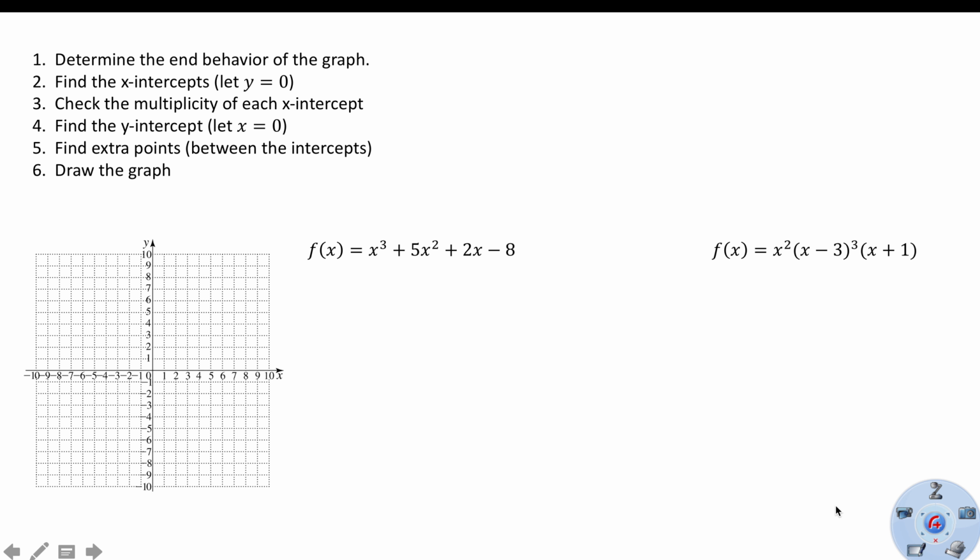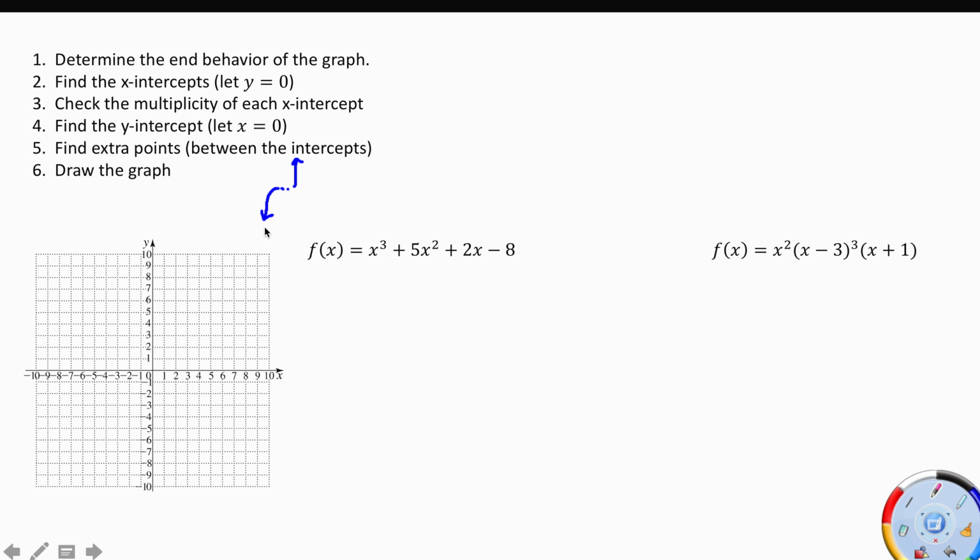All right, so let's put that all together and see if we can graph some of these polynomial functions. Here's our steps, and here's our process. The first thing I want to do is pay attention to the degree of the polynomial, because that tells me its shape. This is a third degree polynomial and the leading coefficient is positive. If it was negative, it'd be flipped upside down, right? So I know it's going to have the basic end behavior of a cube.